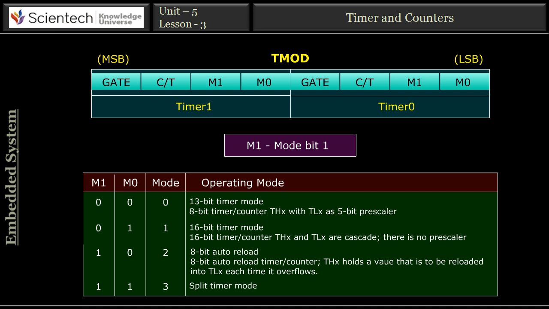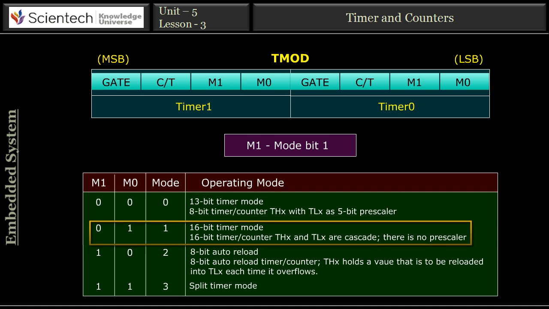As we see in an animation, there are 4 modes, namely mode 0 to mode 3. Generally mode 1 and mode 2 are used in the timer. We will explain all the modes one by one. First is mode 0. When the value of M0 and M1 is 0, then mode 0 is selected. It is a 13-bit timer mode.